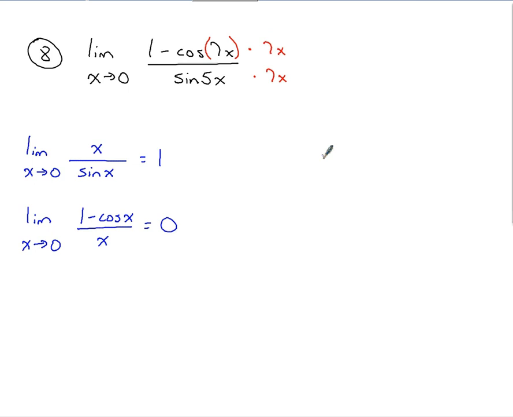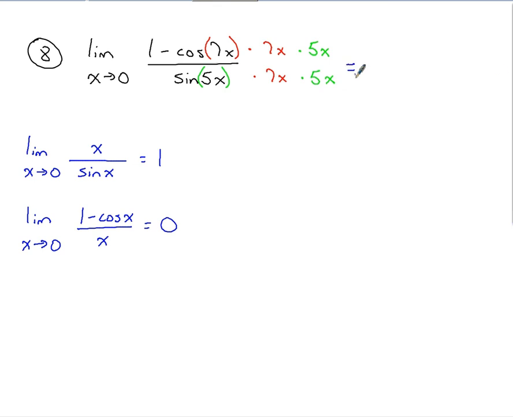Now when I look at the argument on my sine function here, that argument is 5x. Well, it'd be really nice if I had the 5x in the numerator, since the sine of 5x is down in the denominator. So force the issue, put a 5x up here. If I multiply by 5x to the top, multiply by 5x to the bottom, I can create these little pieces that I need. Okay, now we're going to rewrite everything before we actually apply the limit.